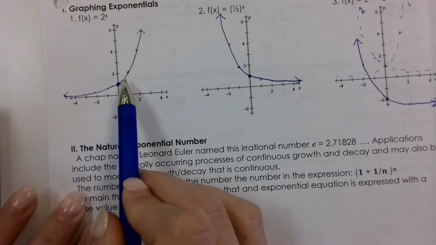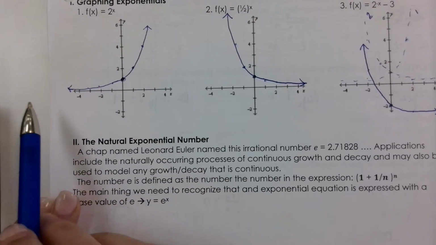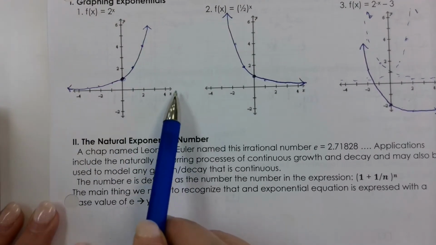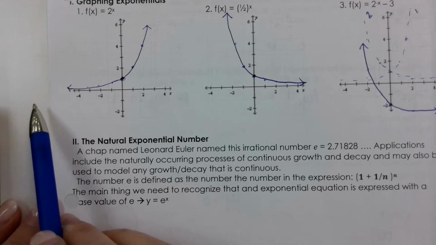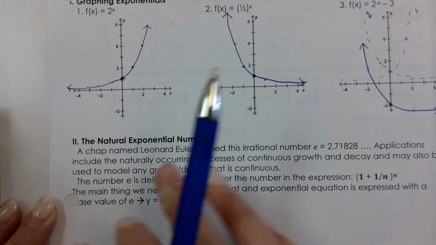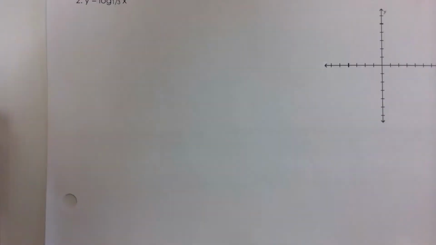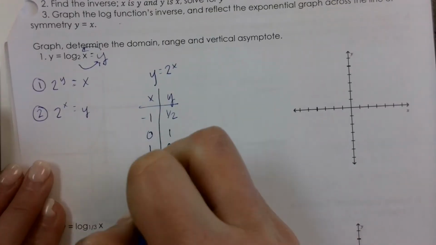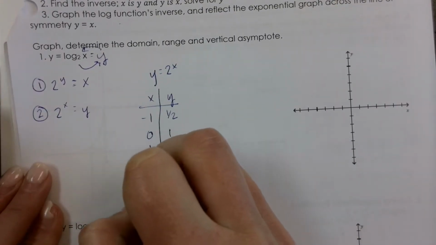Anything to the 0 power gives you what? 1 every single time. 2 to the first power gives you what? 2. And 2 to the -1 gives you what? 1/2. Is that all right? Yes, no, maybe? So where was our asymptote happening for those? Do you remember?